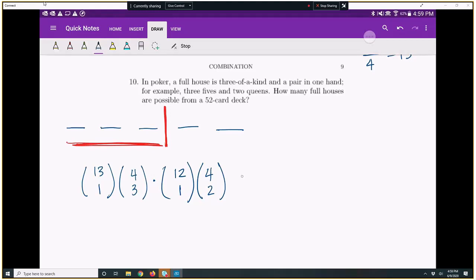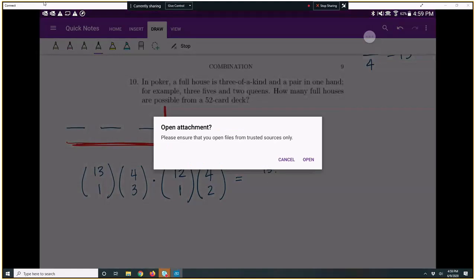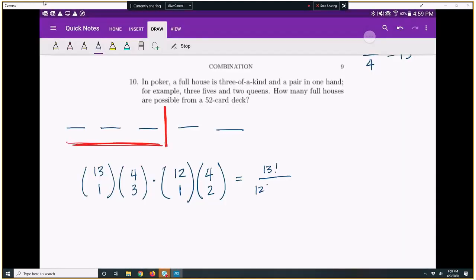So this ends up being 13 factorial over 12 factorial times 1 factorial times 4 factorial over 3 factorial times 1 factorial times 12 factorial over 11 factorial times 1 factorial times 4 factorial over 2 factorial times 2 factorial.